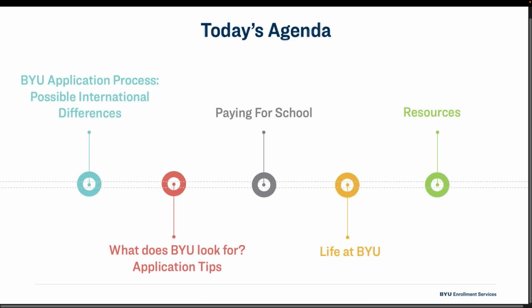So on today's agenda, we'll talk through several helpful things. First, we're going to start off with BYU's application process, focusing specifically on possible international differences that you might see in your application. Then we'll talk about what BYU looks for in an application, including some hot application tips. And then we'll go through paying for school, a little bit about life at BYU, and then some resources for you both through your application process and as a BYU student.